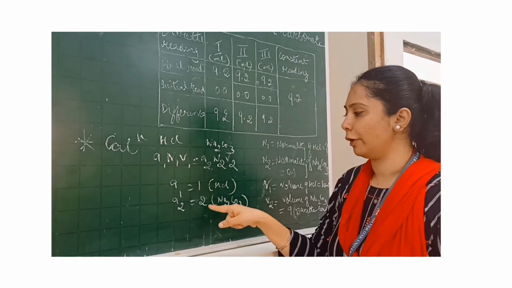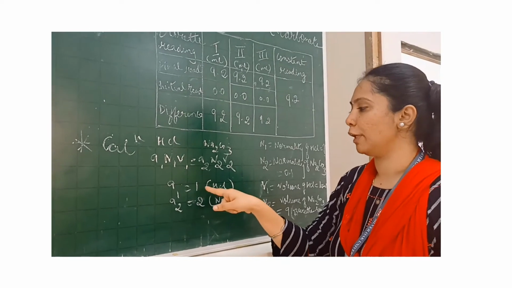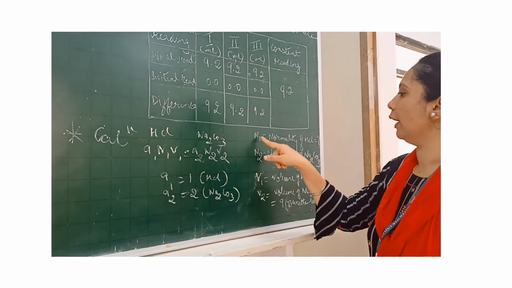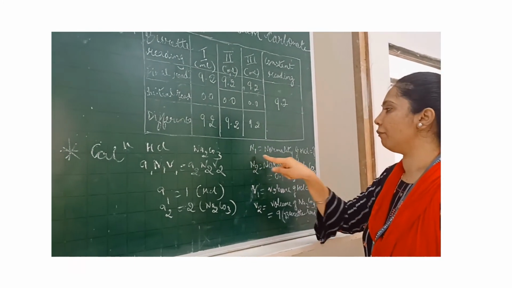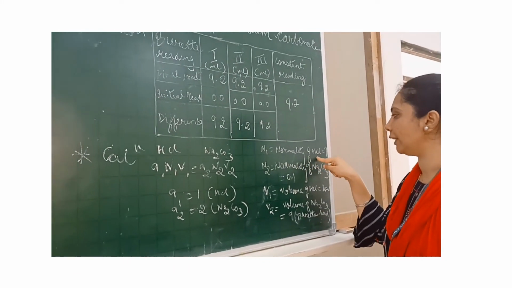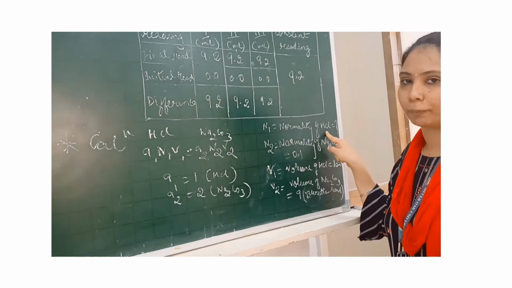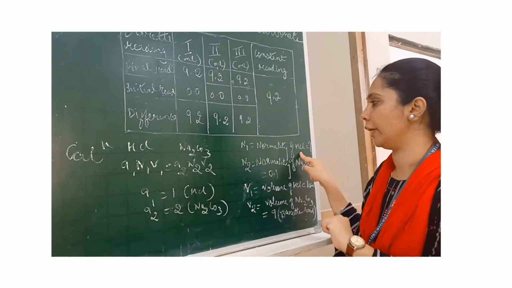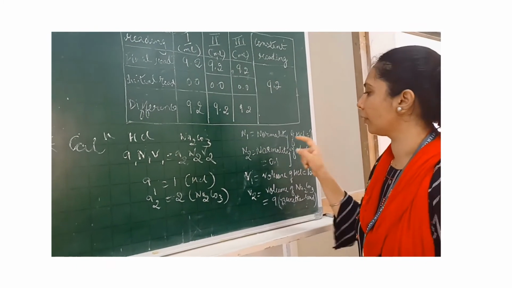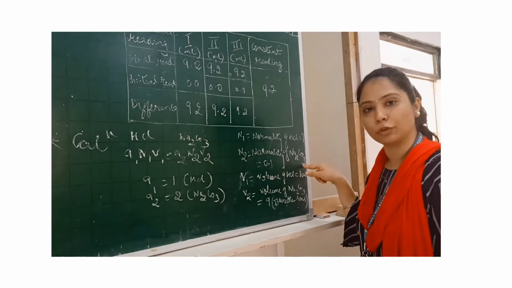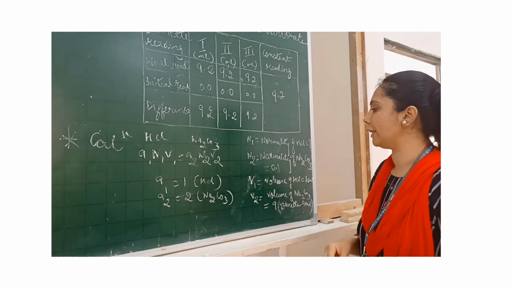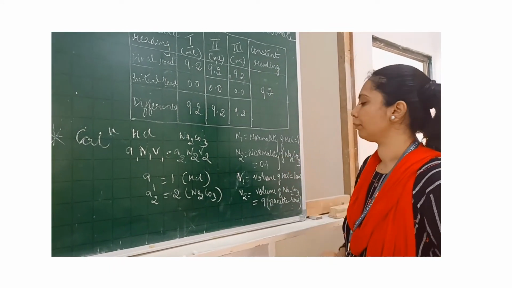So A2 will be equal to 2, A1 will be equal to 1, then N1 will be the normality of HCl, which we do not know, which we are going to find out today, and that is our practical. N2 is equal to the normality of Na2CO3, which we know, and it is 0.1.